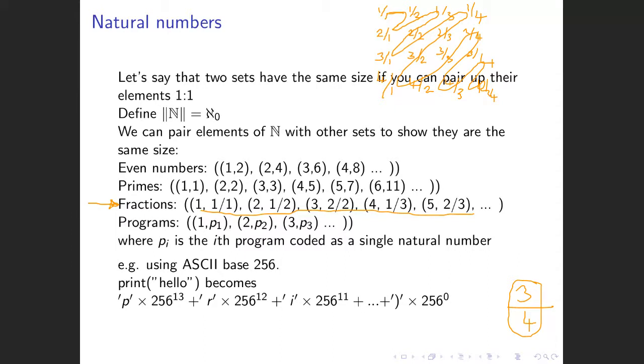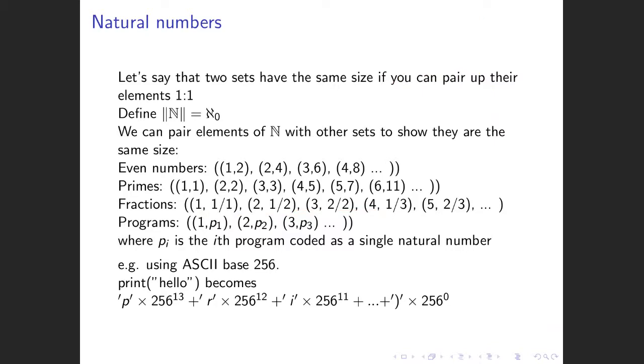So let's say this is going to go with 1, this goes with 2, this goes with 3, this goes with 4, 5, 6, 7, 8, 9, and so on. So pairing things with the natural numbers is equivalent to being able to find a sequence that you can write them down in, which you can do with fractions.